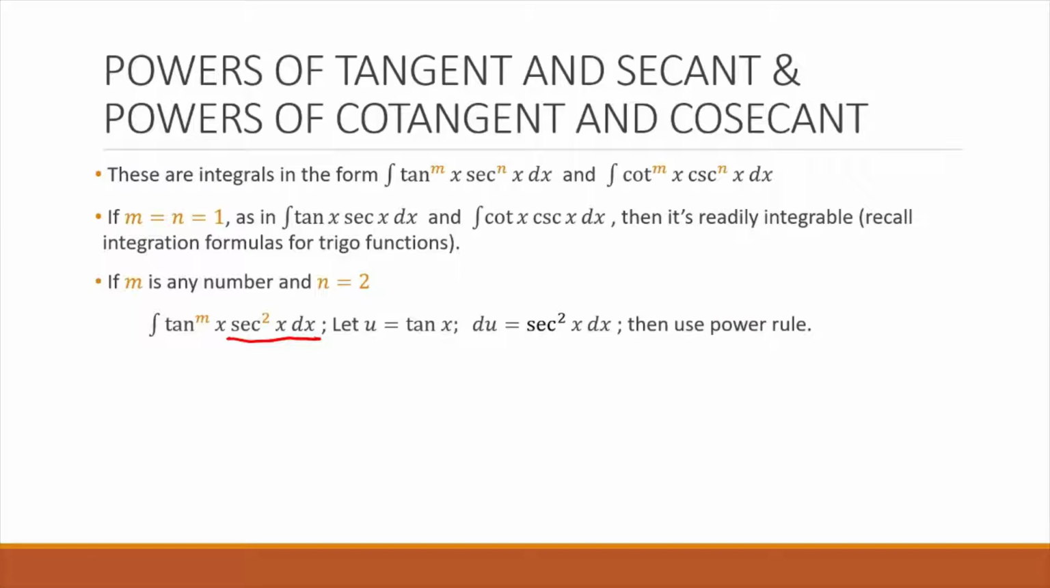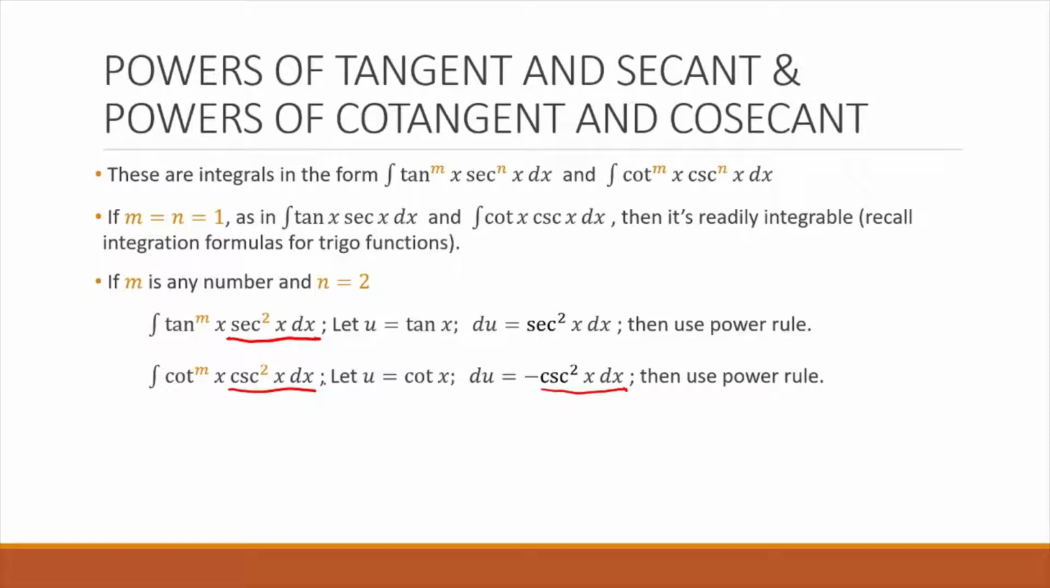Same with the pair of cotangent and cosecant. So, for example, cotangent raised to m times cosecant squared, then let u be equal to cotangent, its corresponding differential is what? Negative cosecant squared x dx. So, yung cosecant squared x dx is present originally in the integral, right? So, you just put negative 1 inside and then negative 1 outside para ma-neutralize. And then afterwards, power rule. Very simple.